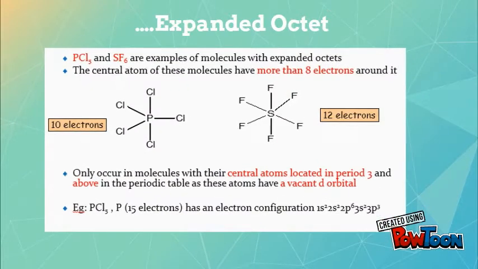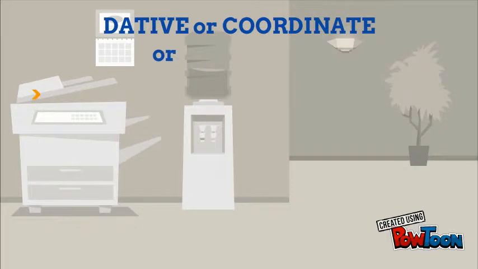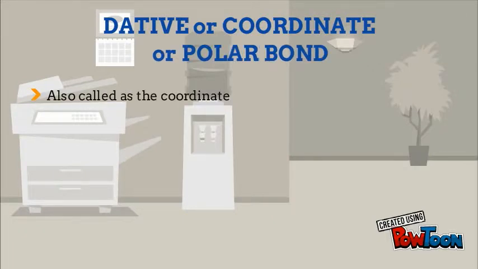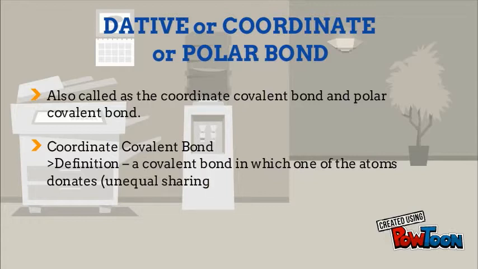Continue from expanded octet. Also called the coordinate covalent bond and polar covalent bond. Coordinate covalent bond. Definition: a covalent bond in which one of the atoms donates both electrons, with unequal sharing.